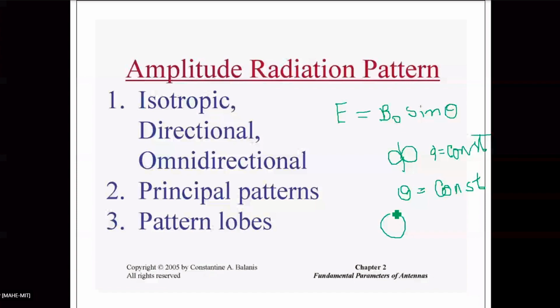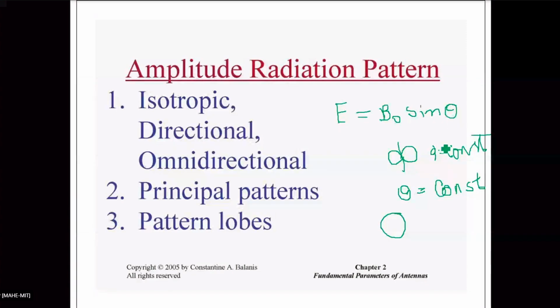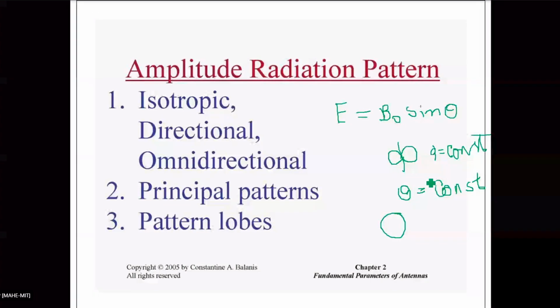So you have understood what is an isotropic source, directional pattern, isotropic pattern, omnidirectional pattern; isotropic antenna, directional antenna, omnidirectional antenna. It need not be just sin theta, sin square theta also is omnidirectional, because on one plane you should get a circle, and on the other plane you should get a directional pattern.